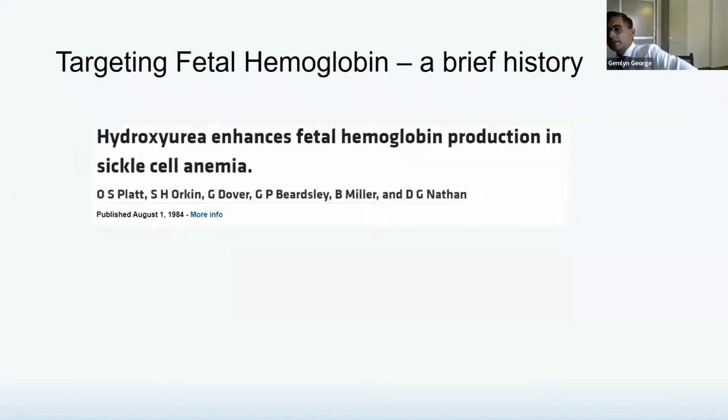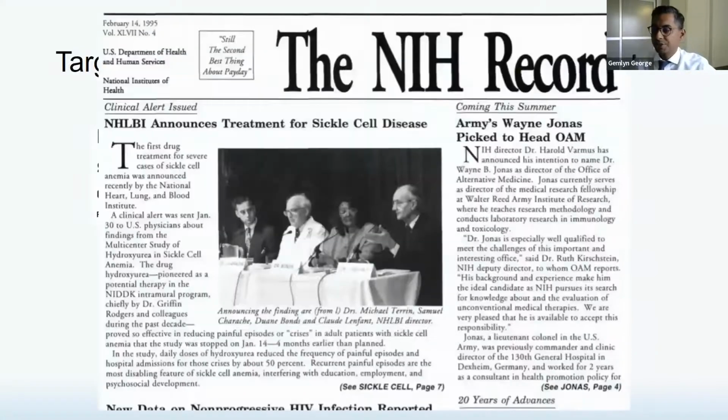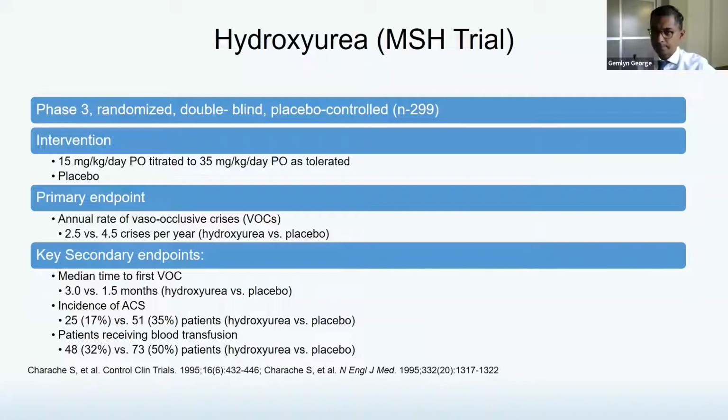The first trials were successful, leading to a large phase 3 trial, the MSH trial, which changed the treatment landscape. The MSH trial showed a decrease in vaso-occlusive crises, as measured annually, and at secondary endpoints, a decrease in time to a vaso-occlusive crisis, decreased incidence of acute chest syndrome, and fewer patients receiving transfusions. As you can imagine, this is a huge breakthrough for a disease that until then was uniformly considered to be mortal or fatal to patients under the age of 30.